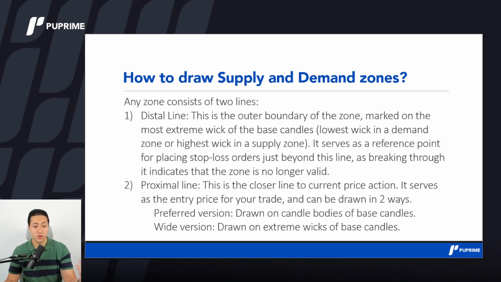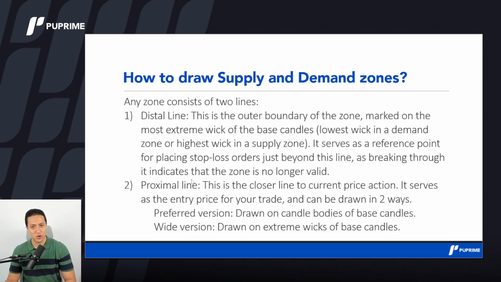It's marked on the extreme wick of the base candles. So it's the lowest wick in a demand zone or the highest wick in a supply zone. I couldn't explain this more simply, but it will be more understandable when I check the charts. So this is the outer boundary of the zone, marked on the most extreme wick of the base candles, the lowest wick in a demand zone or the highest wick in a supply zone. Don't care about this right now. We will check it on the chart. It serves as a reference point for placing stop loss.